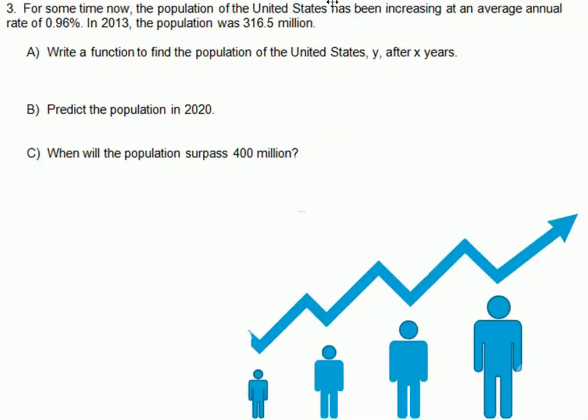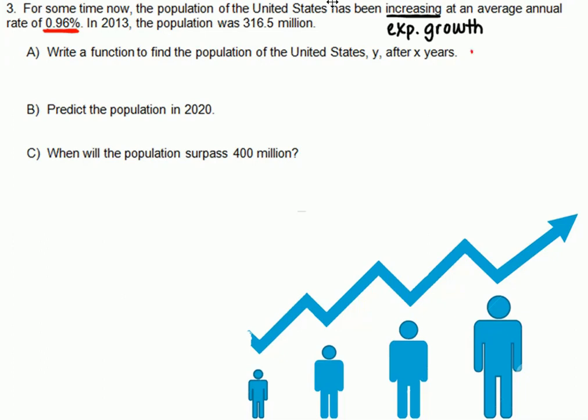Number 3, for some time now, the population of the United States has been increasing at an average annual rate of 0.96%. In 2013, the population was 316.5 million. In part A, we're asked to write a function to find the population of the United States, y, after x years. So notice because the population is increasing, this is an example of exponential growth. And it's exponential because each year it's increasing by 0.96%.